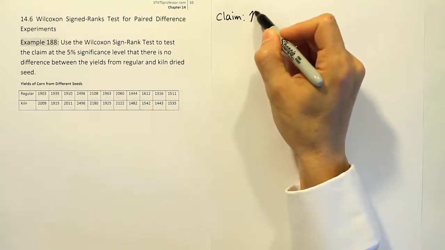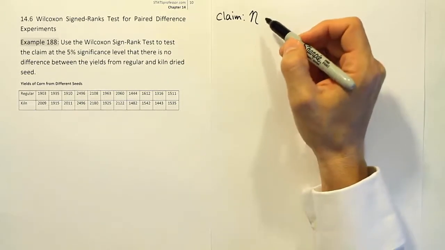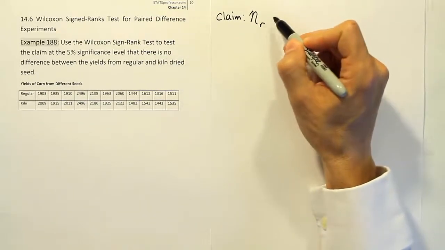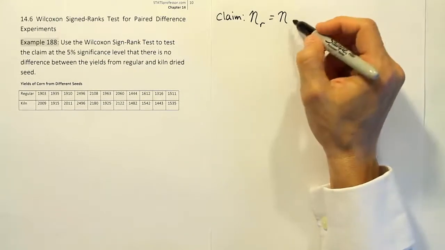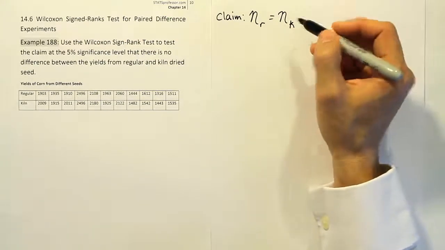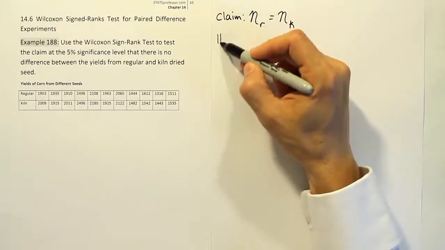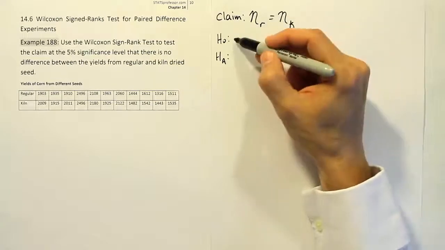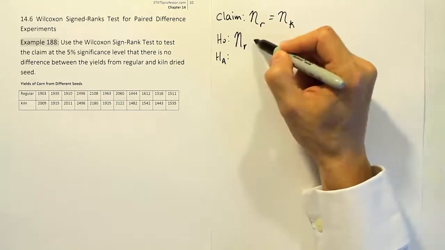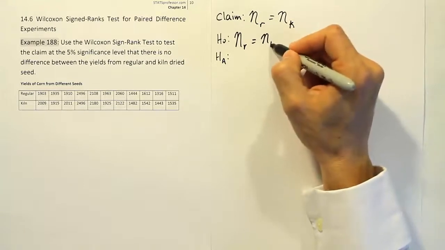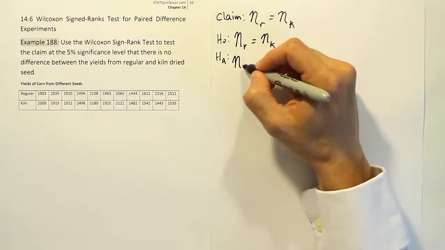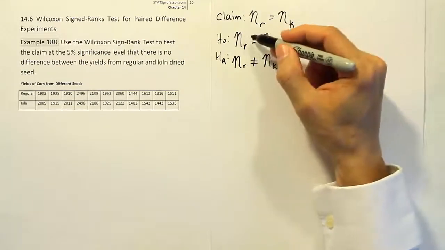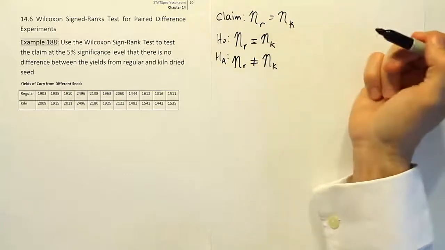The claim here is about a pair of medians initially, so you could say, for example, if there's no difference between the two, that the median for the regular method is equal to the median for the kiln-dried method. That would be essentially what you're supposed to do for that part. And then for the H0 and HA, you would do a similar thing. So we would have the median for the regular method is equal to the median for the kiln-dried method, and then the median for the regular method is not equal to the median for the kiln-dried technique.